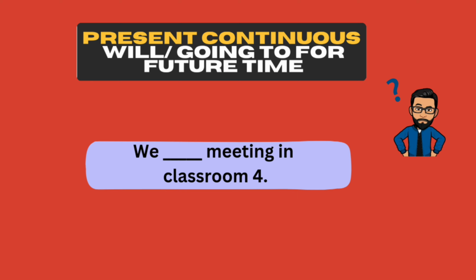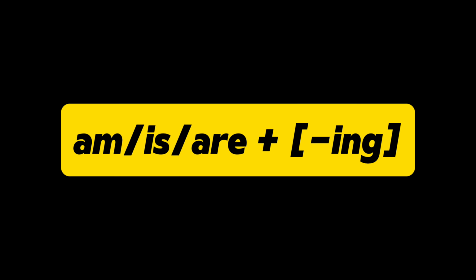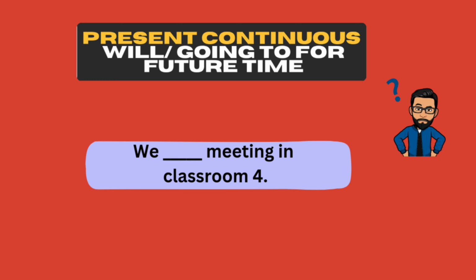We meeting in classroom 4. Here you have to be careful. This is confusing. You have to use the present continuous for this one. With present continuous, you have to use am, is, are with the ing form of the verb. The two words here that you should focus on are we and meeting. So what should go in between? What should go in the gap?